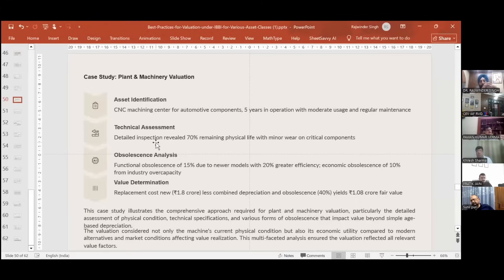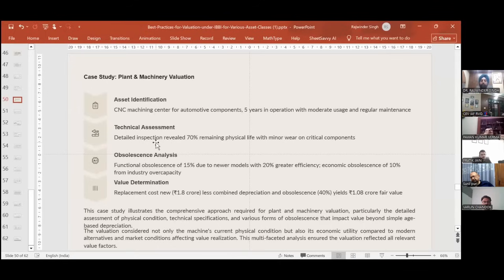From the obsolescence analysis, it was found that functional obsolescence was 15% due to newer models available in the market with 20% greater efficiency, and then economic obsolescence of 10% from industry overcapacity. So from that, we determined the replacement cost of the machinery was 1.8 crore, less combined depreciation and obsolescence of 40%, which yields the fair value as 1.08 crore.